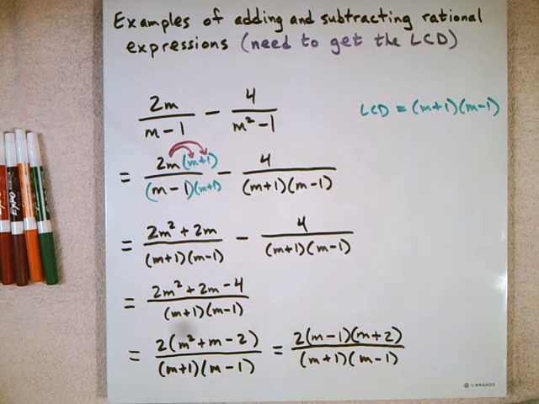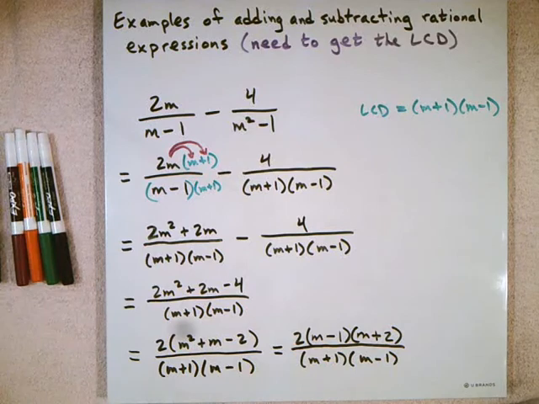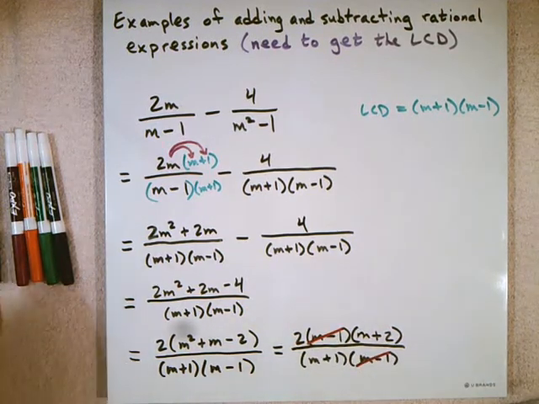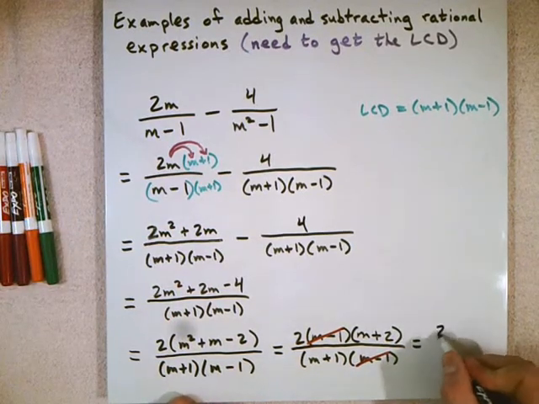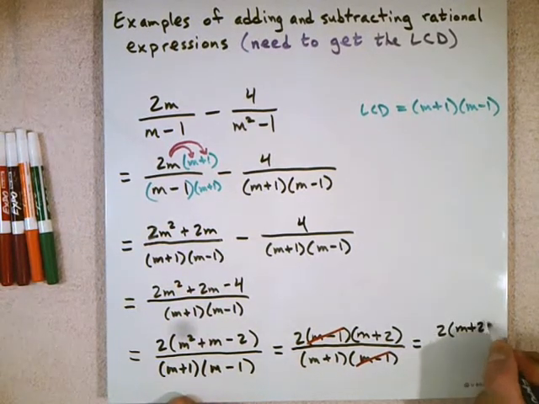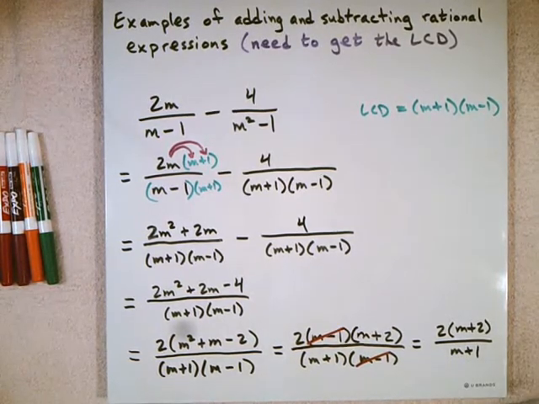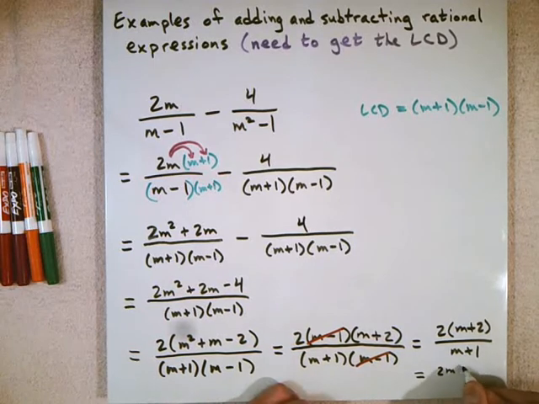Now, what actually ends up canceling here? It's the m minus 1s, isn't it? That's the part that cancels. That's what's supposed to cancel. And so the final answer ends up being 2 times m plus 2 on top over m plus 1 down below. By the way, if you want to, you could rewrite this numerator by distributing the 2 through there: 2m plus 4 over m plus 1.